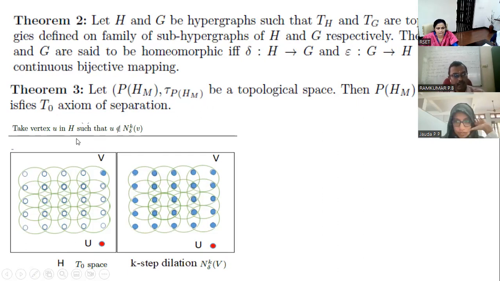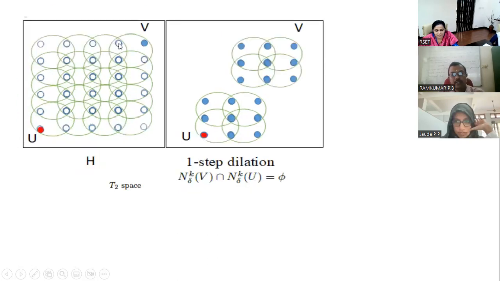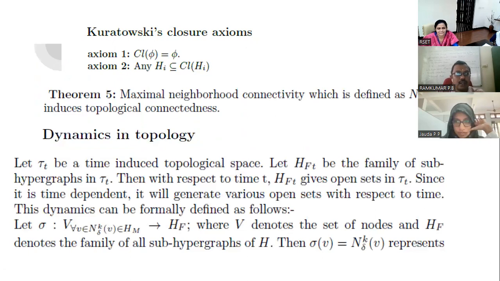This is the construction of T0 space using K-step dilation and delta K v. Similarly, we have a T1 space. You can see that condition, yes, T1 space, that intersection is non-empty. T2 space, this is T2 space. And closure of H1, and this is closure axiom.